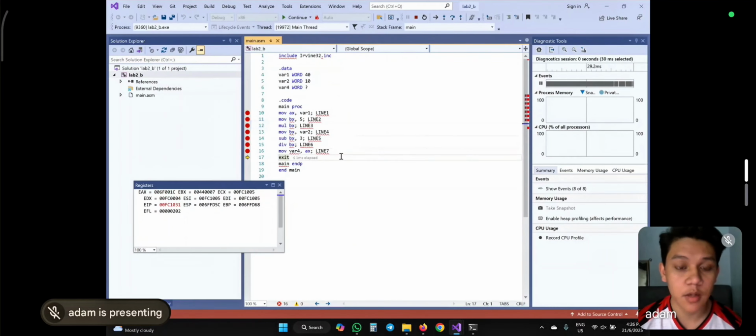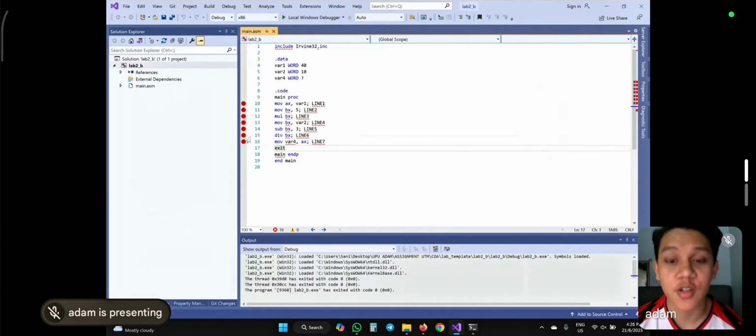Now we are moving the value of register AX into var4, because here you can see var4 is unknown. So now var4 contains the value of AX, which is 001C. That's all for question 4.